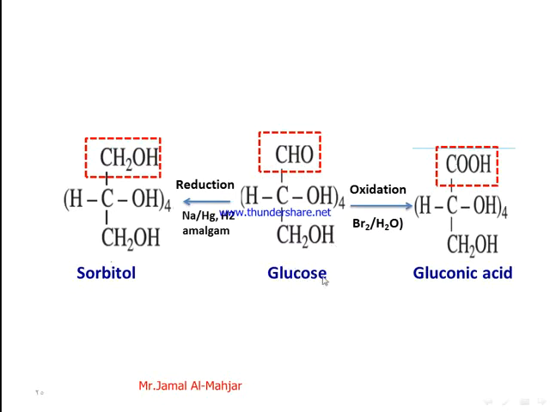But in the name glucose, oxidation of glucose gives us what? Gluconic acid. And reduction of glucose gives us what? Sorbitol. This is a very important point. You have to choose from the brackets oxidation of glucose or reduction of glucose. Oxidation gives us gluconic acid. Reduction gives us sorbitol.